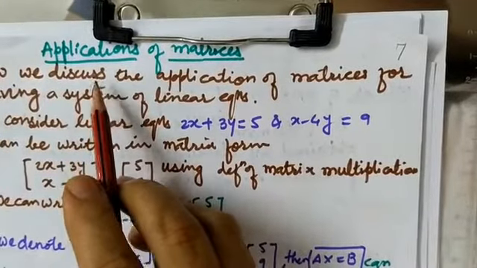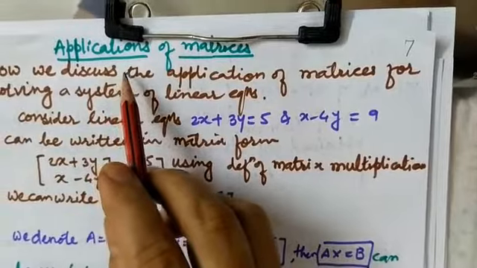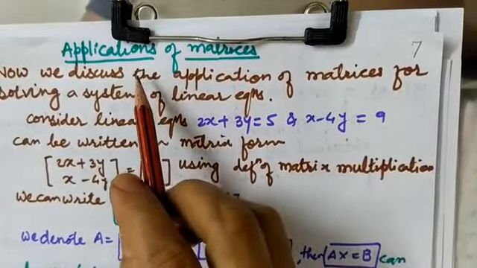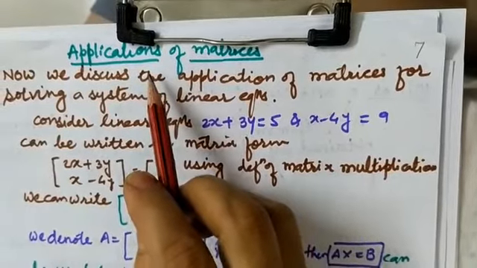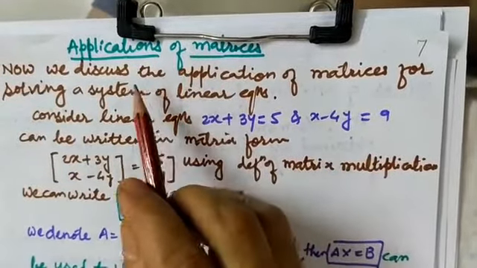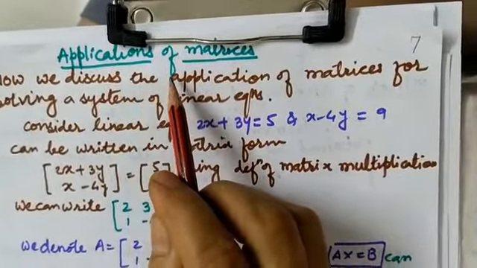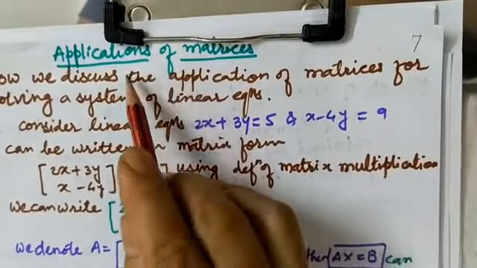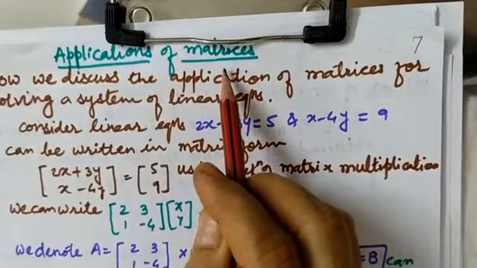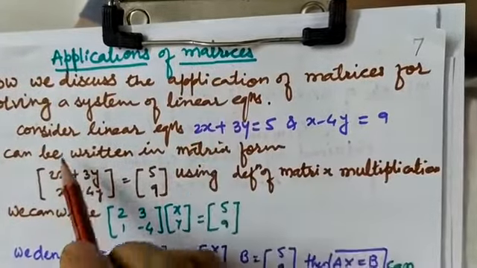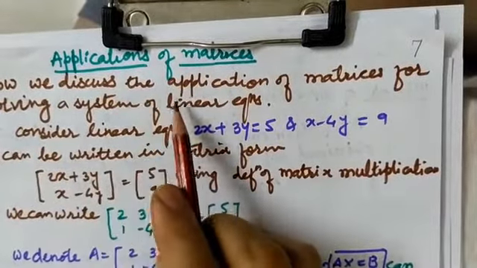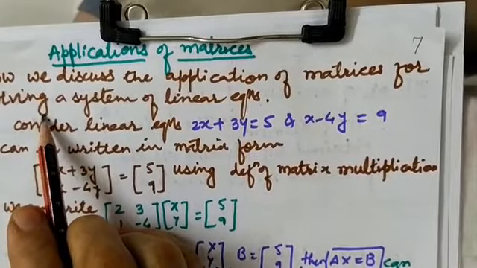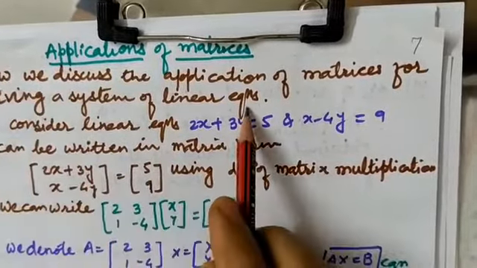Earlier you watched two videos. The last video was about finding the inverse of a matrix by two methods that we have already seen: one was the row transformation method and the other was the adjoint method. Now we will go to the applications of matrices. The further part of matrices is solving a system of linear equations.